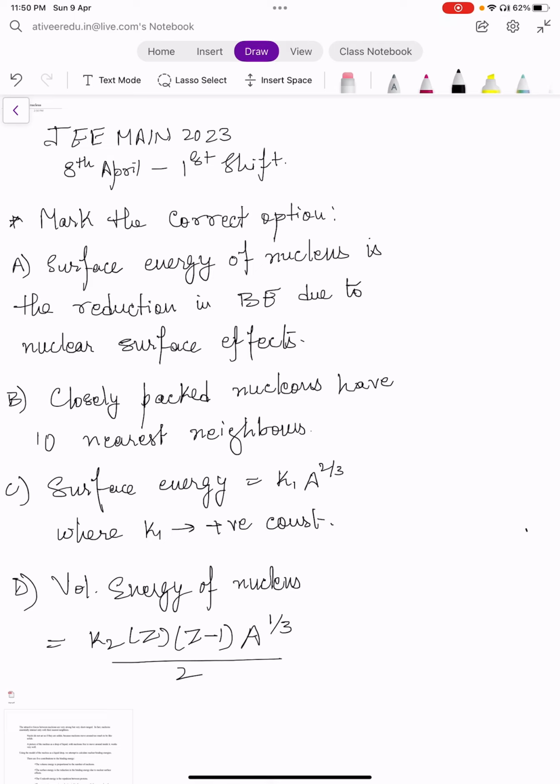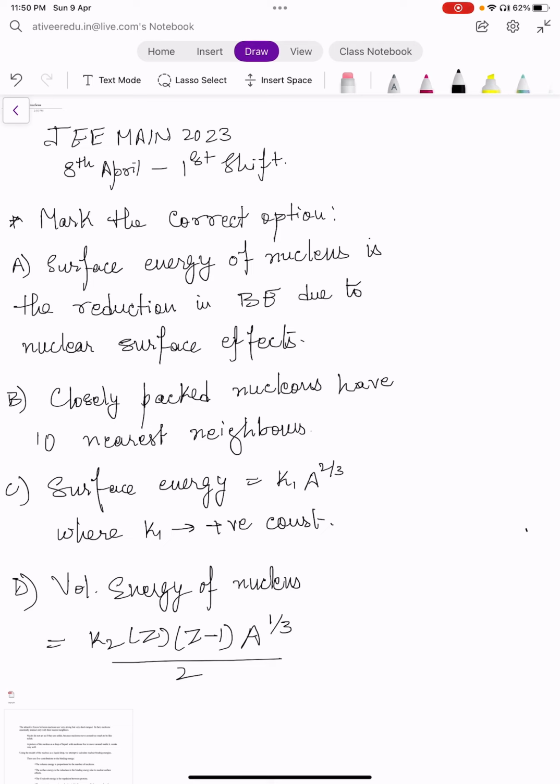The question is like mark the correct option, and four statements were given. So among those four statements we have to find the one correct option. Here are the options I have given on the basis of the memory of some of the students. The question is like mark the correct option.